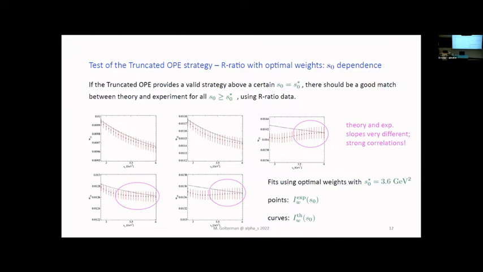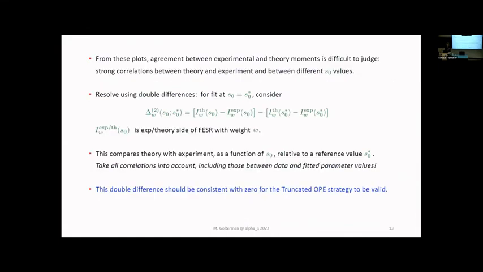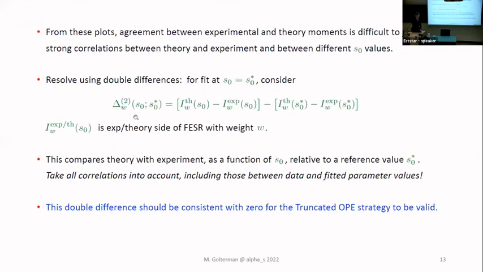Okay, and this is now a tricky thing because there's correlations between everything. The data are very correlated, but the theory and the data are also very correlated. So at this point, from those plots, it was very difficult to judge whether theory and experiment are in good agreement above S0 equals S0 star. What we can do is look at what we call double differences. So we look at the correlated difference between the theory side, once you have done the fit, so this is fixed by the fit, minus the experimental data, taking all correlations into account, including the correlations between the data and the parameters that you fit from the data, so they're strongly correlated, okay?